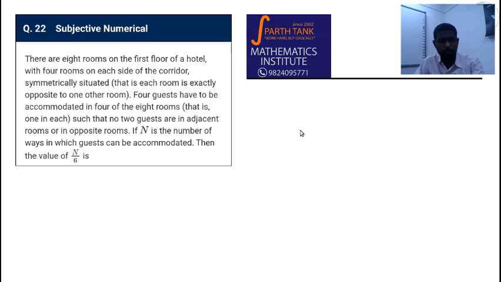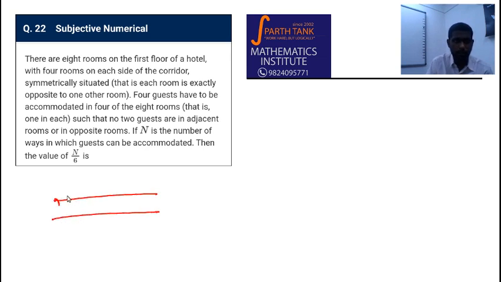Okay, question number 22. There are 8 rooms on the first floor of a hotel with 4 rooms on each side of the corridor. Okay, there is a corridor. There are 4 rooms each side of the corridor, symmetrically situated. That is, each room is exactly opposite to one other room. So there are 4 rooms here, let us say, and there are also 4 rooms on the other side of the corridor.